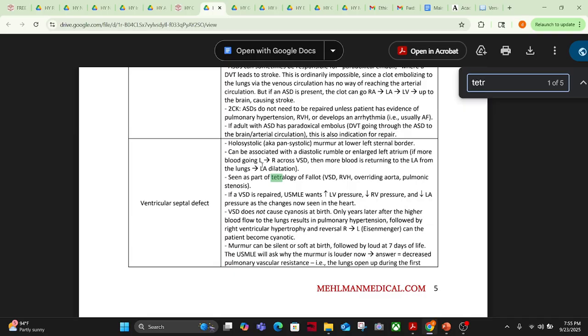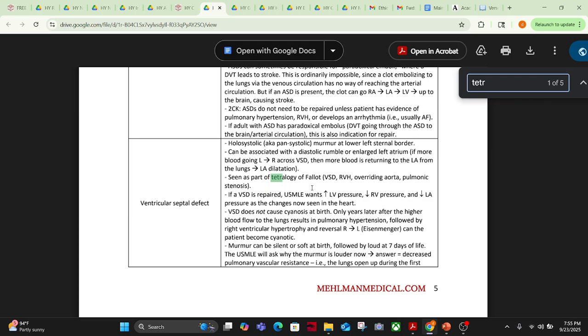If more blood is going from left to right, so the left ventricle to the right ventricle, across the VSD, there is more blood in the right ventricle. The more blood is in the right ventricle, then the more blood is going to the lungs and into the left atrium. This will cause left atrial dilation, which is why you will see left atrial dilation in tetralogy of Fallot.